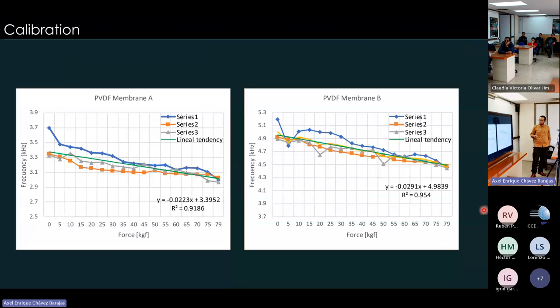The results extracted from the first calibration: we conducted three series of three tests. These are the graphics. We can observe a linear tendency. As we increase the sustained force, we see a decrease in the frequency in both sensors. This is a good result that surprised us.